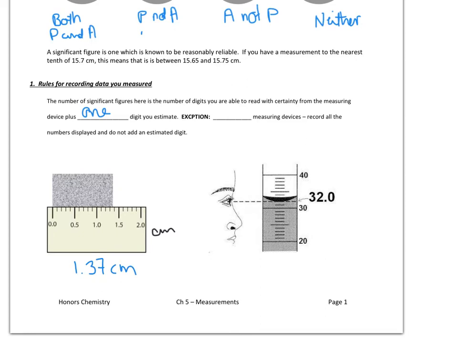Now that 7 is understood to be an estimate. So 1.36 would be okay. 1.38 centimeters would be okay. We understand when we write that down that the last number is an estimate.